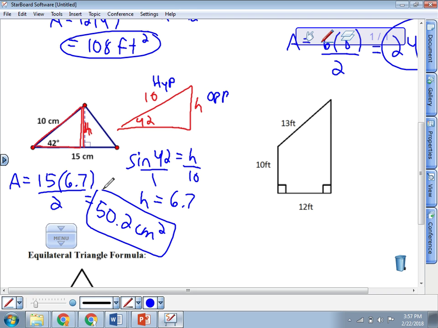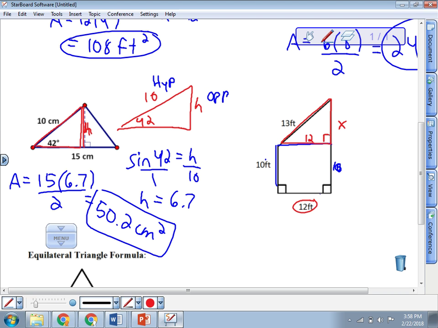Last one, a trapezoid problem. The area is base 1 plus base 2 times the height, divided by 2. Looks like we've got a height here. We've got a base 1, but we need this piece right here. How are we going to find that piece? If I redraw some lines, we know from here to here is 10. So what I really need to find is just this piece right here. Again, I've got a right triangle. This right here is the 12, the same as this value right down here. So I've got to find this.